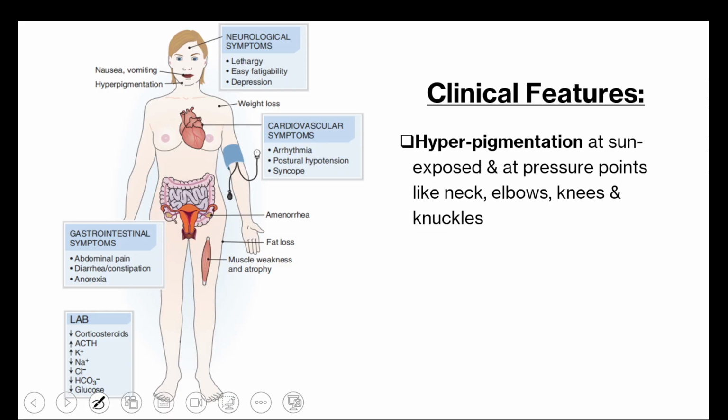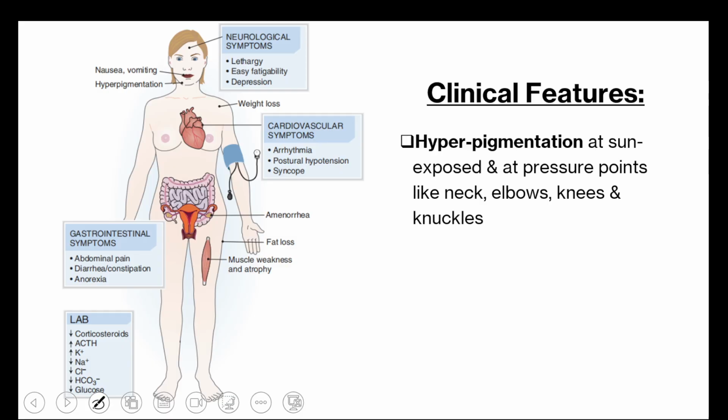Similarly, hyperpigmentation can be seen at sun exposed areas and at pressure points like neck, elbows, knees, and knuckles. We know that in Addison's disease there is adrenocortical insufficiency. That means cortisol, aldosterone, and all other hormones are compromised, produced in a very reduced amount. So if cortisol is not produced, then ACTH level will be elevated. Similarly, the precursor of ACTH is pro-opiomelanocortin, and this is also the precursor of melanocyte stimulating hormone.